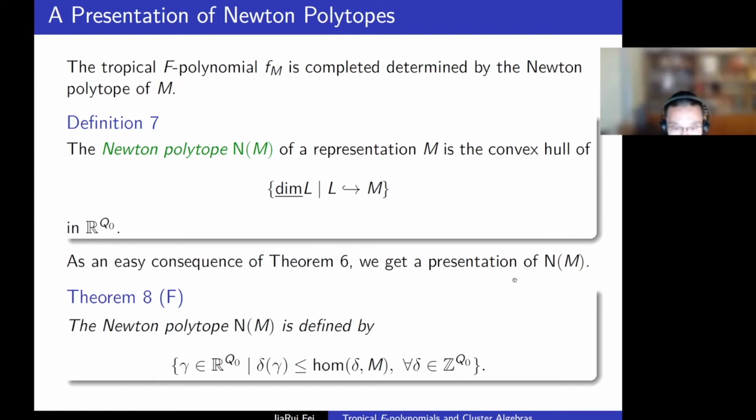Now the presentation of the Newton polytope is given by the following formula. As you can see, the delta vector here works like a normal vector, and the homological invariant gives you the shift of the hyperplane. So this is the hyperplane presentation for the Newton polytope.